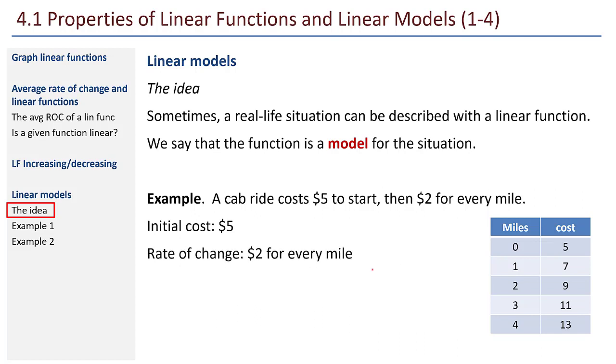The rate of change is $2 for every mile. And look, now I have the information I need to make my linear function. I have an initial value and a rate of change. That's like the b in y equals mx plus b, and this is the m for my slope.